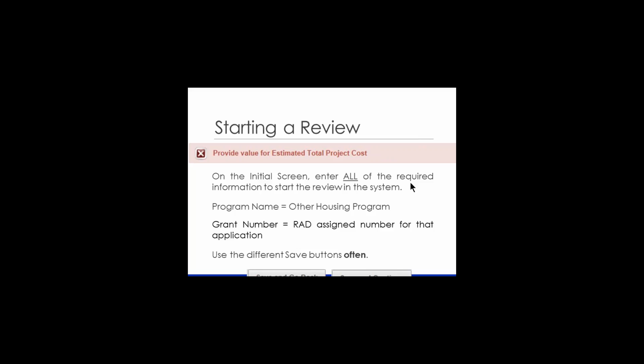So again, program name would be the other housing program. This grant number line is actually already updated. It's now PIC number. And remember to use the save button often, or you might lose your information. But moving forward, it's always going to say grant number on that screen, right?